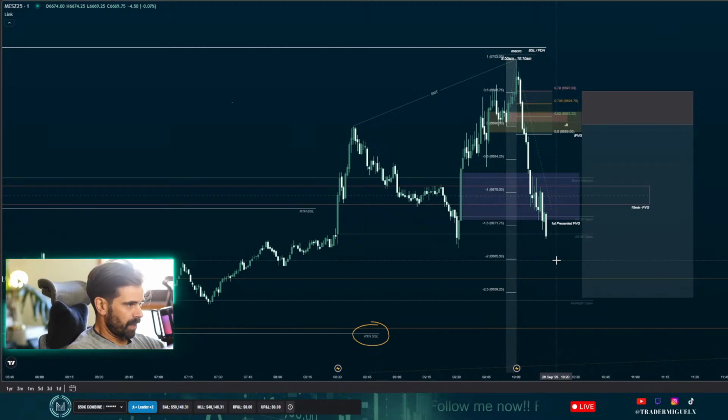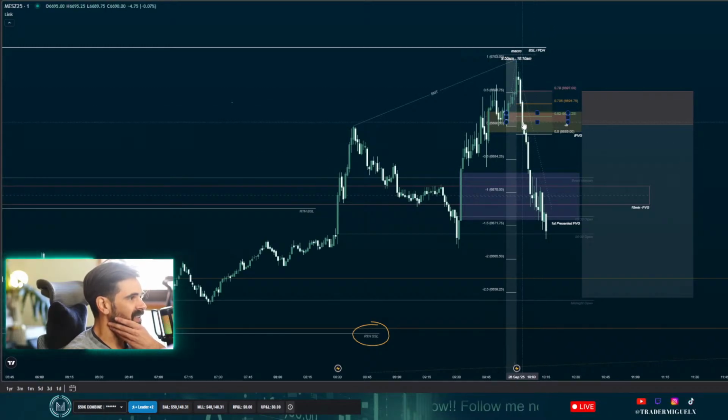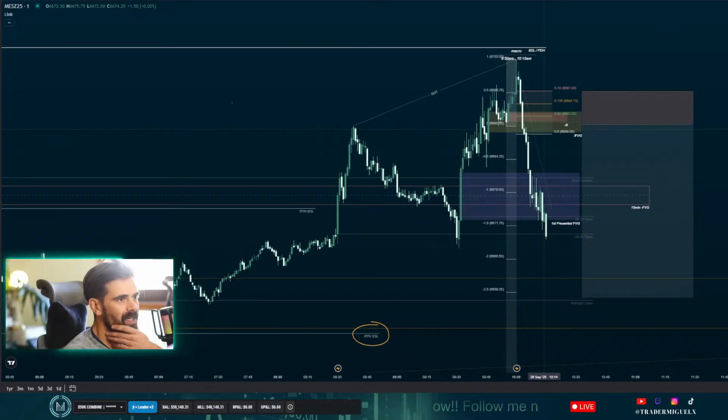That's unfortunate that we have no opportunity to get in here. I could have entered, but it needed to be some sort of an aggressive entry here around this inverted fair value gap. And I was not willing to do so.